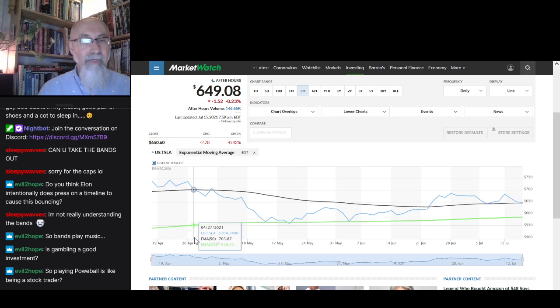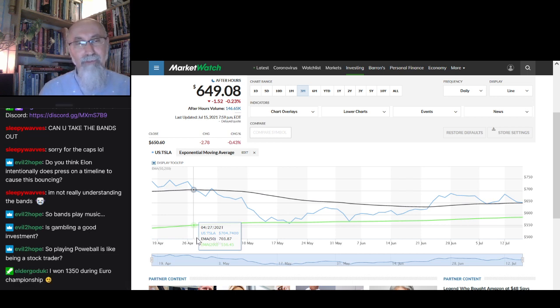So playing Powerball is like being a stock trader. Yeah, but you're on the pink sheets, right? I won 1350 during Euro Champion. Ah, right on. Great investment. Well, it depends how much you put in, Eldergun.